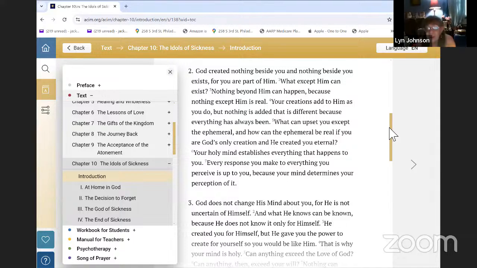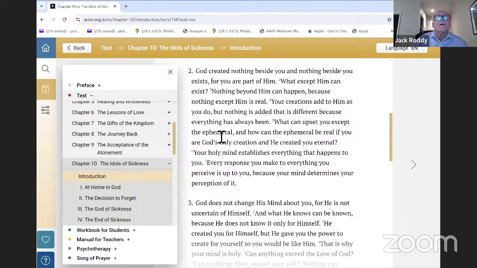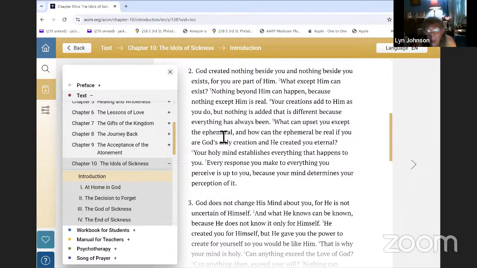Oh, you know what you can do? Click on that word ephemeral, or double click on the word ephemeral. Why? Just do it. No, it won't let me. My mouse won't give me an arrow.